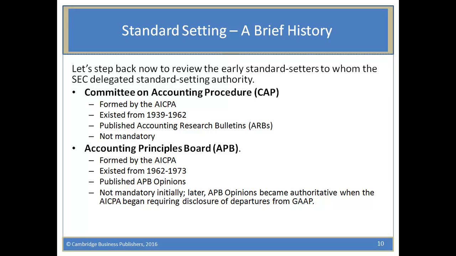The AICPA then formed the Accounting Principles Board, the APB. This existed from 1962 until 1973. The APB published APB opinions. Initially, these were not mandatory, but later they became authoritative when the AICPA began requiring disclosure of departures from GAAP.